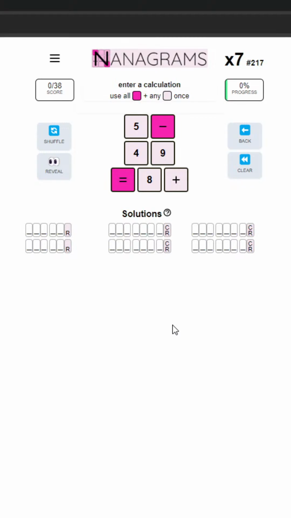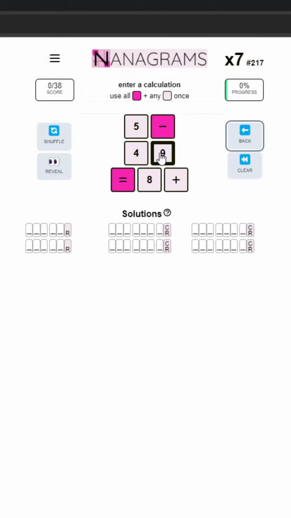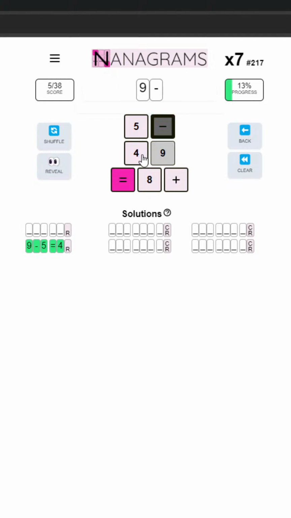We need to come up with 6 different equations that we can form from this using a minus sign and an equal sign once. So... let's try 5 plus 4 is equal to 9. Dark pink tiles are compulsory. 9 minus 5 is equal to 4. And 9 minus 4 is equal to 5.